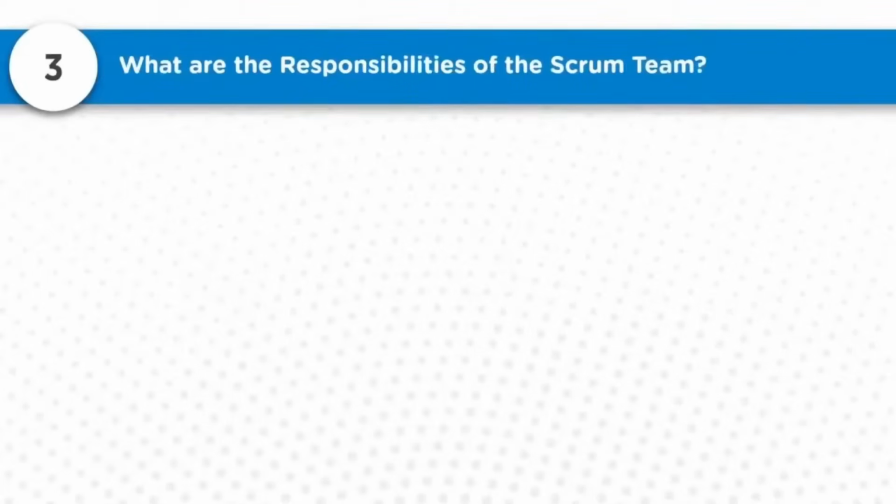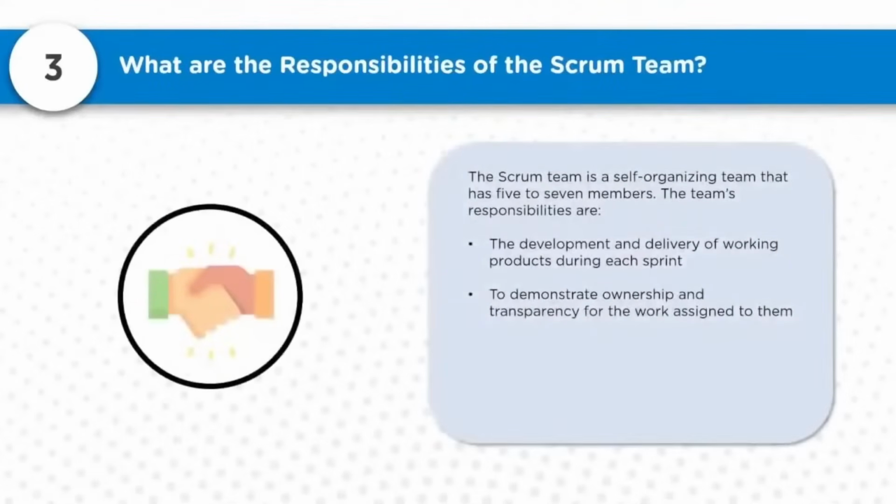Question number 3, what are the responsibilities of the Scrum team? The Scrum team is self-organizing, as I mentioned earlier. It has 5 to 7 members, and the responsibilities include the development and delivery of working products during each sprint. Now we are seeing a new term, sprint. What is the meaning of sprint? A sprint refers to a time-boxed iteration which has specific deliverables to be accomplished as part of it. The self-organizing team takes that specific working piece that needs to be delivered.